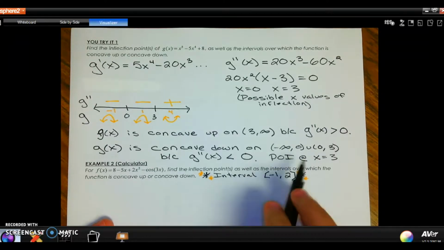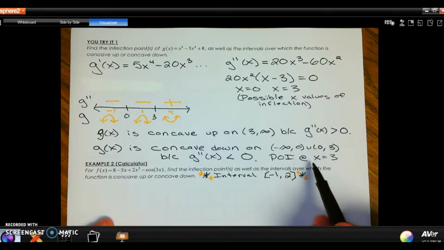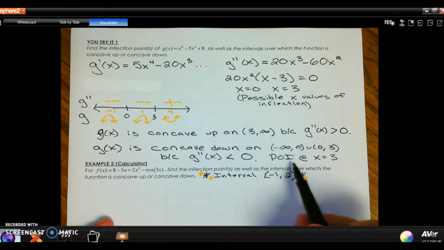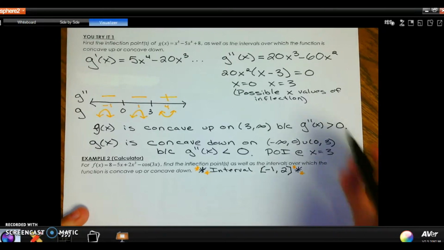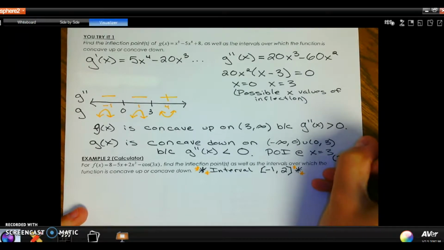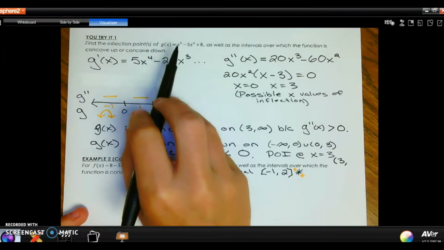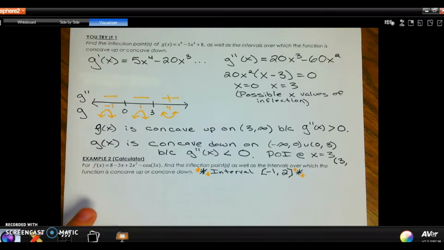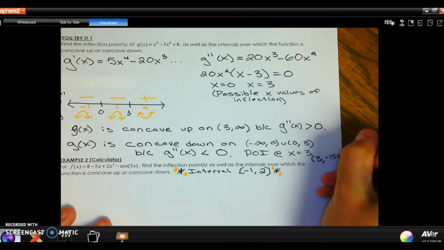And did I answer the full question? Ooh, it said find the point or points of inflection. So I just said there was a point of inflection at x equals 3. To get the actual point, if they want the actual point, I need to take that 3 and plug it back into the original. When you take that 3 and you plug it back into the original, I got a negative 154. So there's my answer.